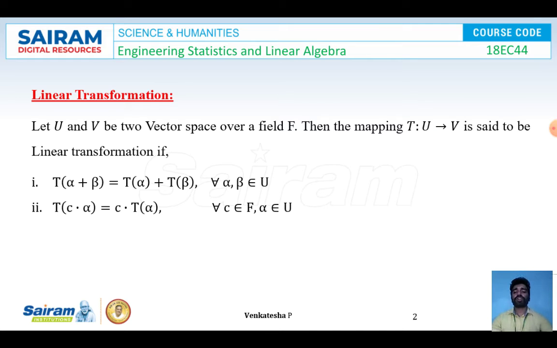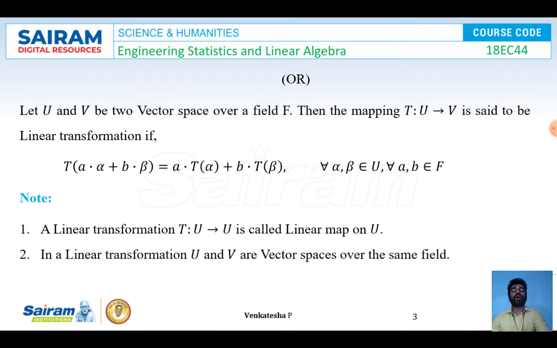What is linear transformation? Let U and V be two vector spaces over a field F. Then the mapping T from U to V is said to be a linear transformation if the following conditions hold. The first condition is T of alpha plus beta is equal to T of alpha plus T of beta for all alpha, beta belonging to U. The second condition is T of C dot alpha is equal to C dot T alpha for all C belonging to the field F and alpha belonging to U.